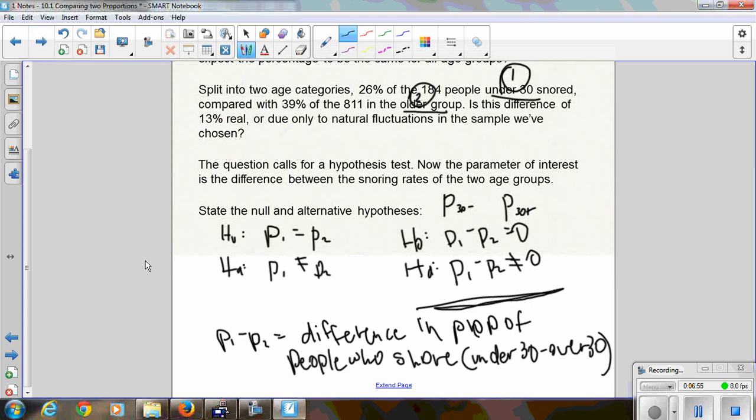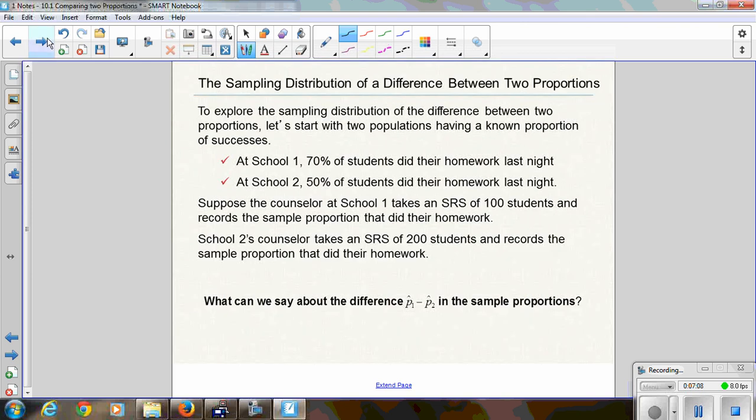Now I'm going to totally switch gears, because in order to conduct a hypothesis test, you really do need to understand the sampling distribution, because that's how you're going to find the probability of seeing the result that you saw. So we have to understand the sampling distribution for the difference in two proportions, and I'm going to be looking at a different example. I don't think this was in your notes.